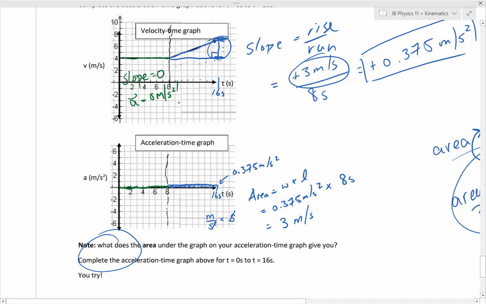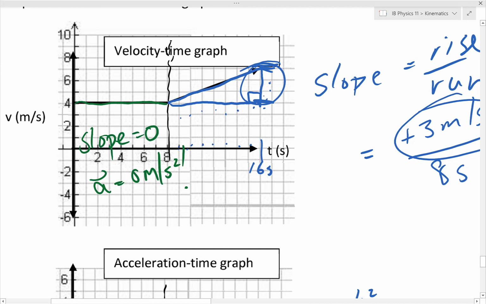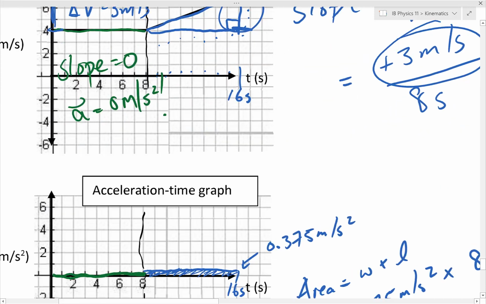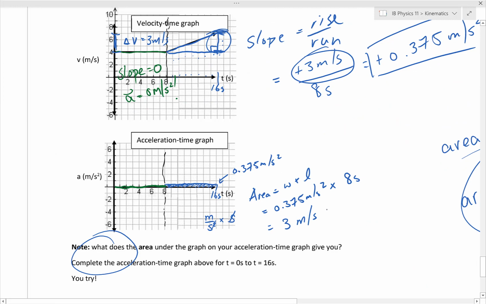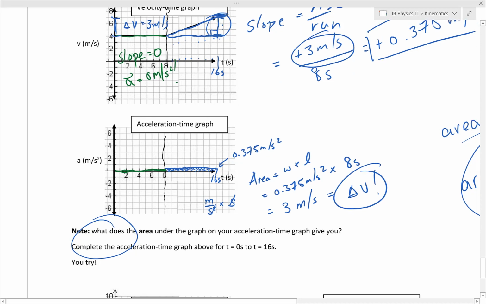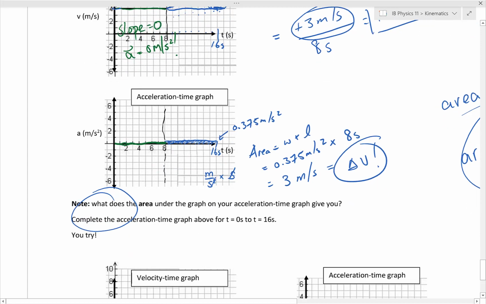If you said change in velocity, you are correct. So if we take a look on this graph here, why is it change in velocity? Because this object went from 4 meters per second to a total of 7 meters per second. So here we have a change in velocity of 3 meters per second. So what this 3 meters per second really means is the change in velocity, not just velocity itself. And what does this mean in the context of everything?